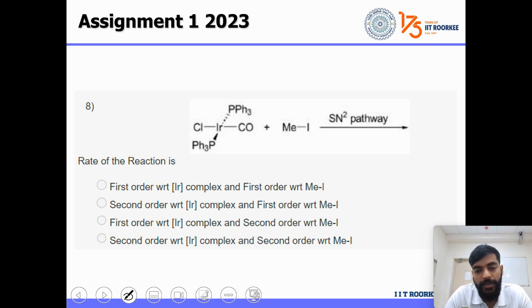Rate of the reaction is, so they are saying it is an SN2 pathway. Okay, and I want the answer from you. If you are not following this metal complex, directly go with the organic reaction and see the SN2 mechanism. That also can give you the perfect answer. First order with respect to iridium and first order with respect to the substrate. Okay, fine. The answer is correct.